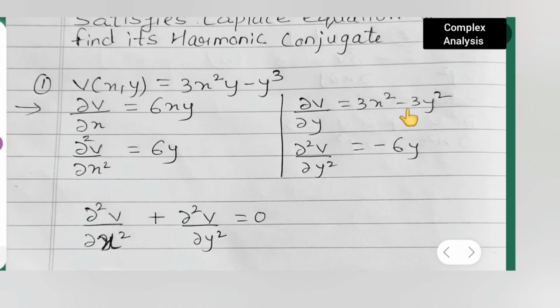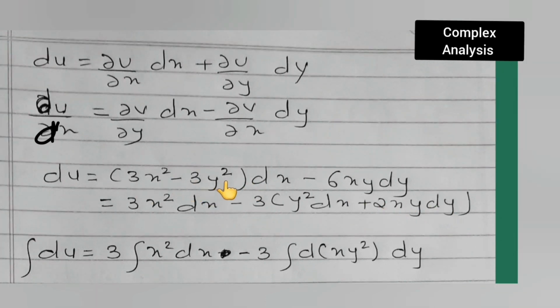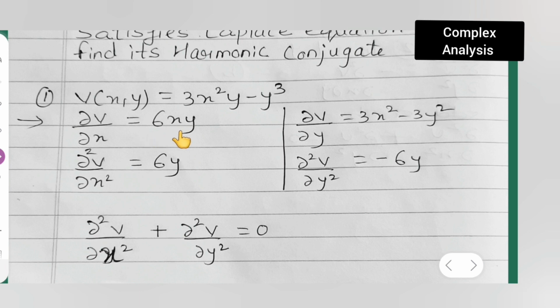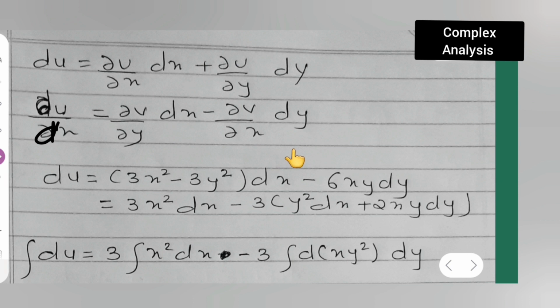Now plug this value over here: (3x² minus 3y²) dx, then comes minus over here. What is ∂v/∂x over here? ∂v/∂x is nothing but 6xy. So plug that value, 6xy dy, write it as it is. Then this is equal to 3x² dx minus, take the 3 common from here and from here.